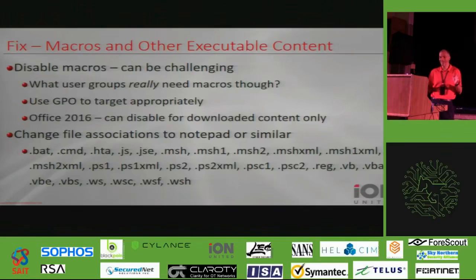Do something with all of the different kinds of potentially malicious files. One easy thing to do is change the file association so that if I double click on a .bat file, I get Notepad. Again, target that. Your administrators probably would find that annoying, but all of these file associations, I should not be able to open them.